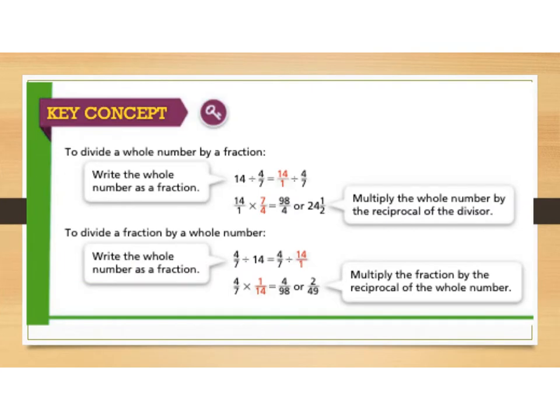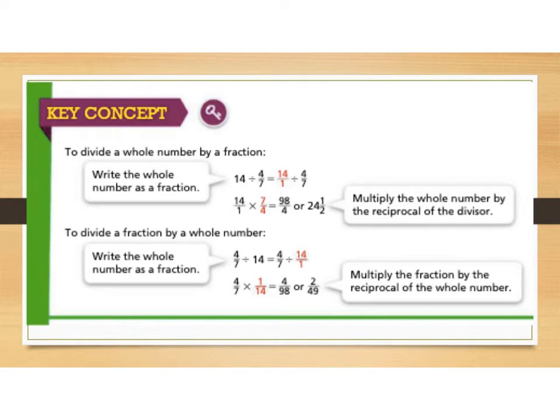To divide a whole number by a fraction, write the whole number as a fraction. Remember, in order to change any whole number into a fraction, you must put a 1 underneath of it in the denominator place. Multiply the whole number by the reciprocal of the divisor.